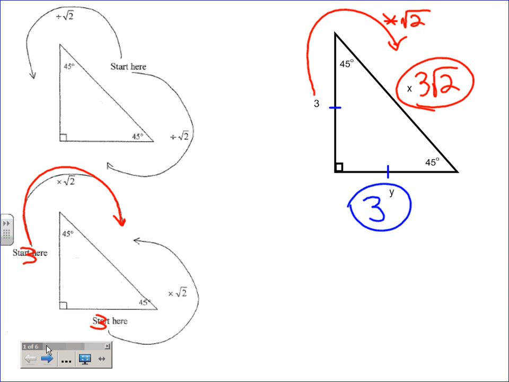Okay. And it would be right. Somebody found this pattern for you to make your life a whole lot easier. Okay, but realize this pattern that we're looking at now only works for the 45, 45, 90. Don't try this on every triangle you get. It's not going to work.